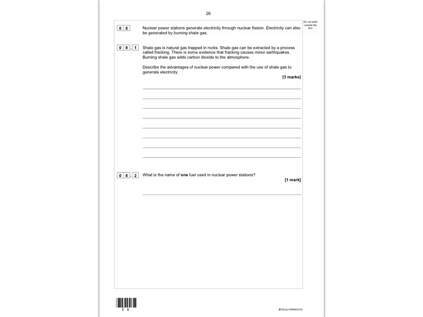So here we're going to be talking about the advantages of nuclear compared to that of shale gas. If we look at the question, we can see that fracking causes earthquakes, which is one thing we can comment on. We can also see that burning shale gas adds carbon dioxide to the atmosphere. If we're adding carbon dioxide to the atmosphere, that's a greenhouse gas, so that will contribute to global warming. And those are our 3 marks that we can pick up for this question.